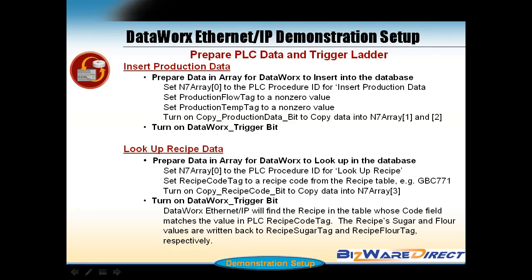When we trigger the DataWorx trigger bit, DataWorx Ethernet IP will find the recipe in the table whose code field matches the value in the PLC recipe code tag. The recipe's sugar and flour values are written back to the recipe sugar tag and recipe flour tag.